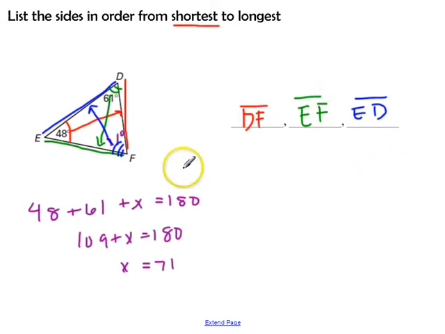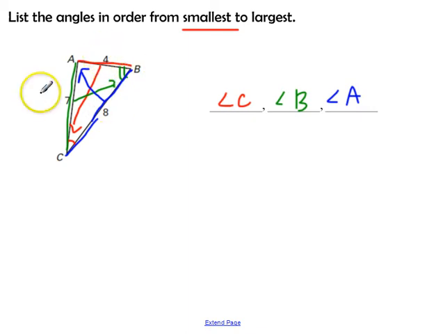So the idea is that using triangle inequality theorems 1 and 2, if you're given the angles, you can list the sides from shortest to longest. And if you're given the side lengths, you can list the angles from smallest to largest.